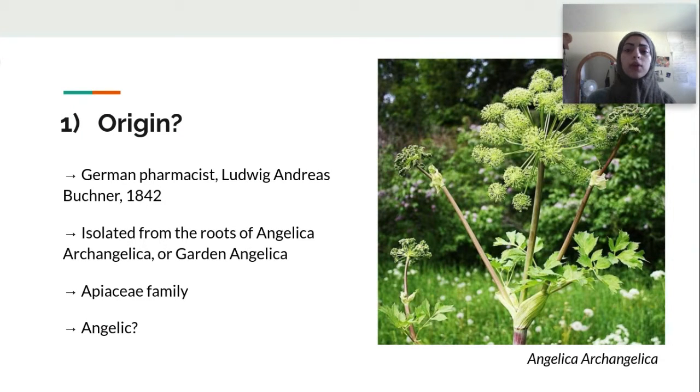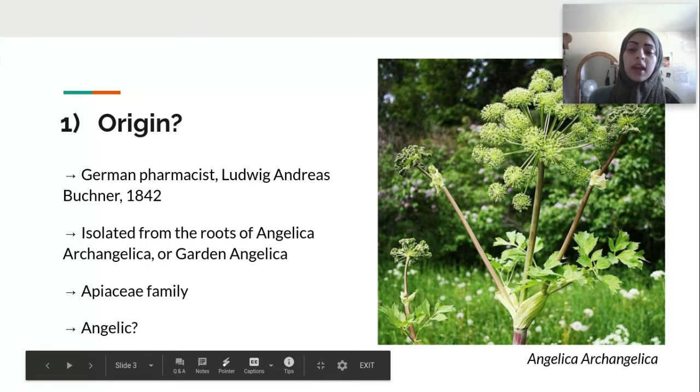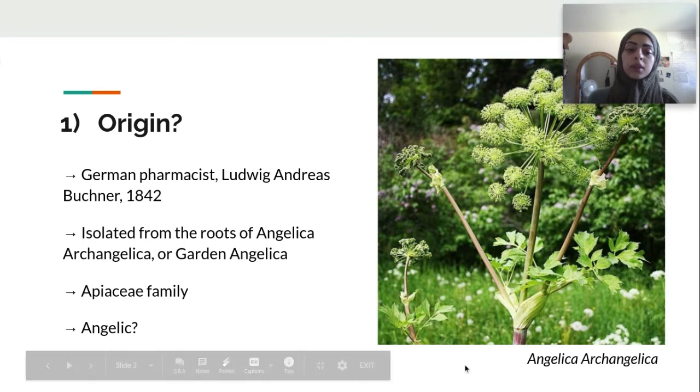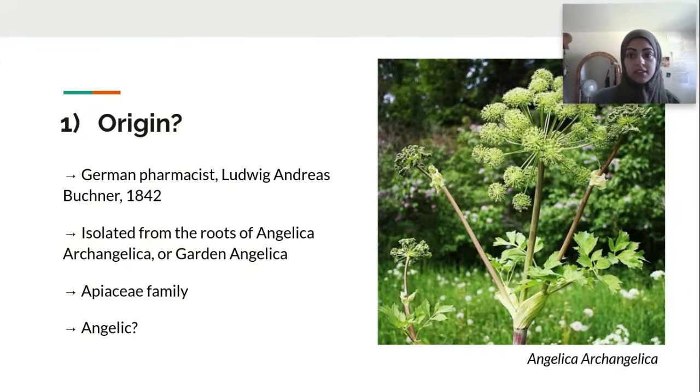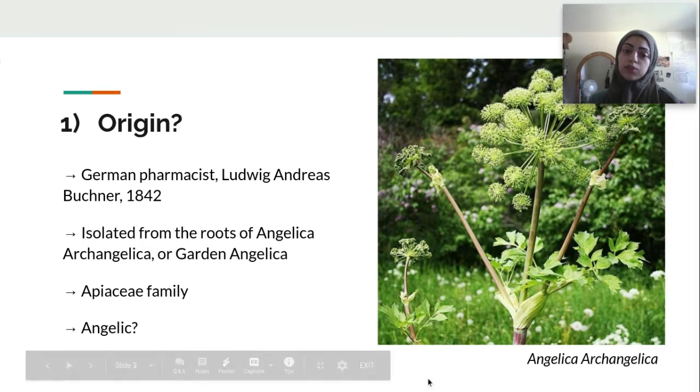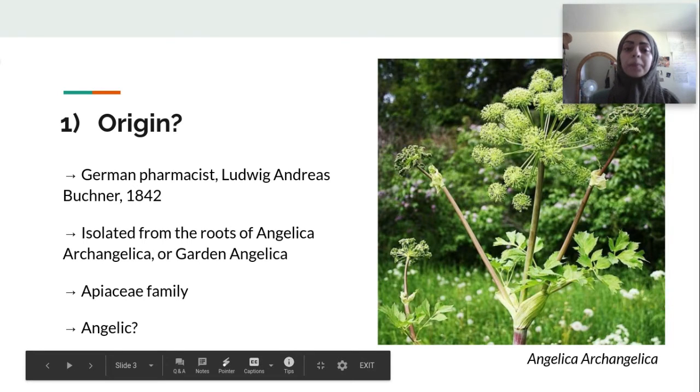So the origin. It was actually discovered by German pharmacist Ludwig Andreas Buchner in 1842. And what he did is that he isolated it from the roots of Angelica archangelica, which is more commonly known as garden angelica. And here's a photo right here of it. And angelic acid is usually found in the Apiaceae family. And the acid itself is called angelic, even though it's far from that, because the name was derived from the plant that it was isolated from.